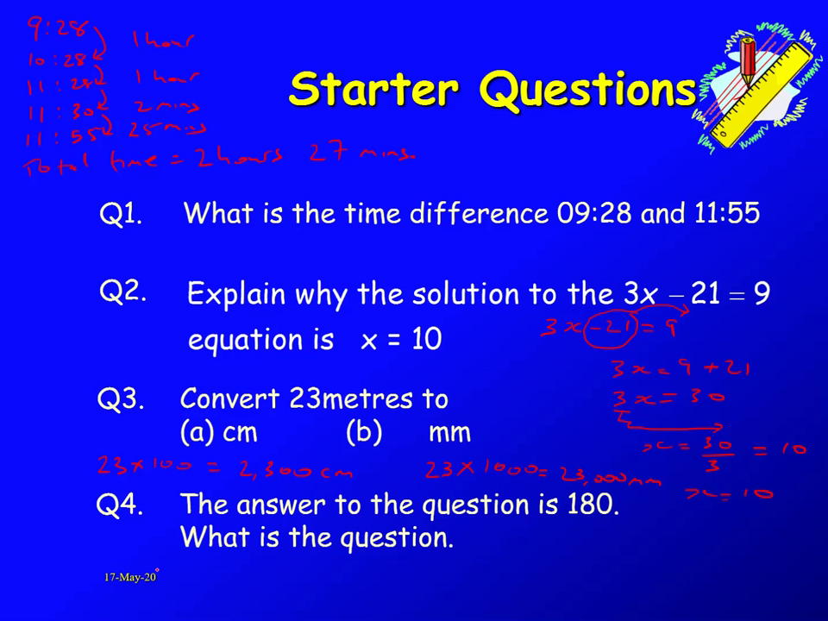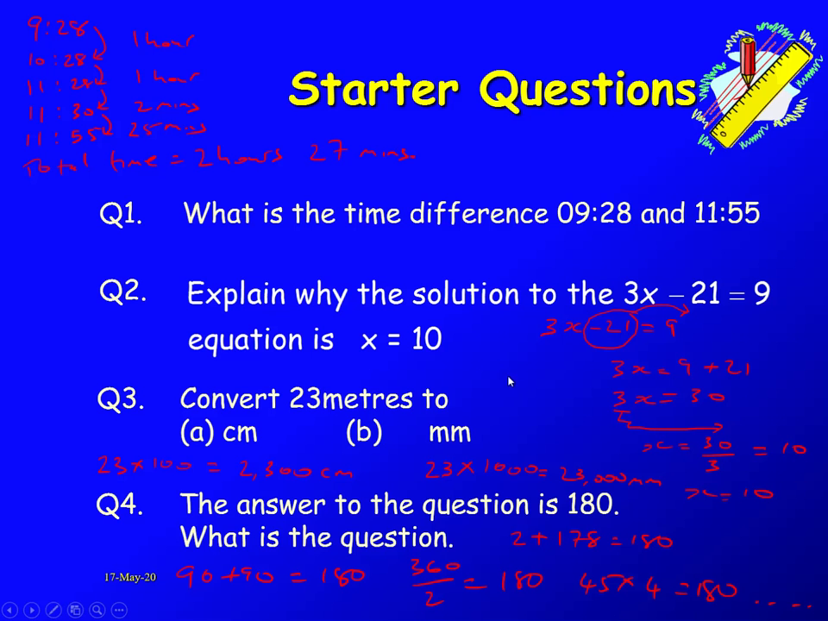And the final one, the answer is 180. What's the question? Anything you like. 90 add 90, or 360 divided by 2. 2 plus 178. That's a bit simple, that one. On some fancy ones, what else can I do? 45 times 4, and so on. Anything else you like?